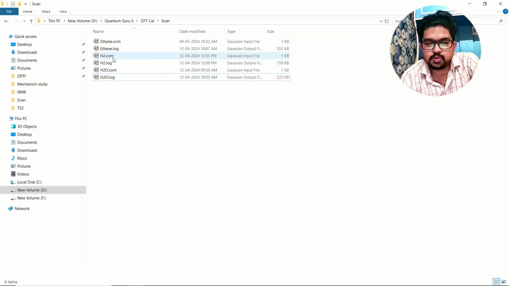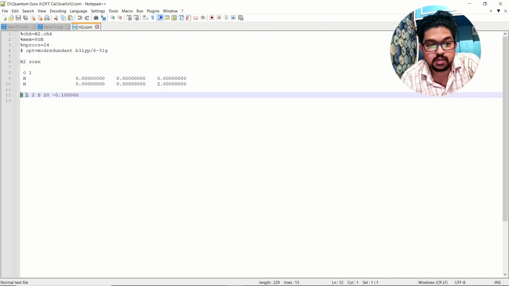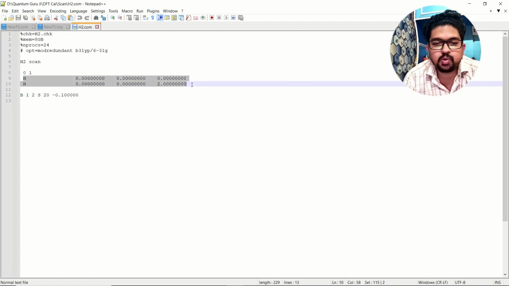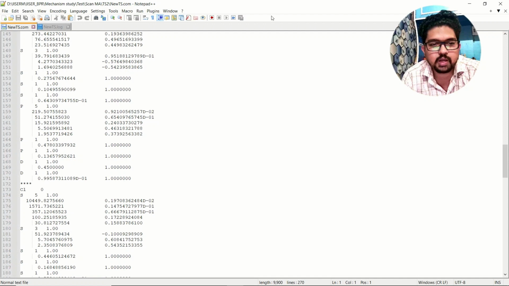Similarly, for the H2 molecule you can also do it, and the input will be similar: opt=modredundant, functional, the level of theory, and then the bond length between atom numbers 1 and 2, step size, 20 steps. Here I have given a minus value, because initially I kept the molecule at a 2 angstrom distance, as you can see in the input. So I am making the atoms closer so that we can see how the energy changes.